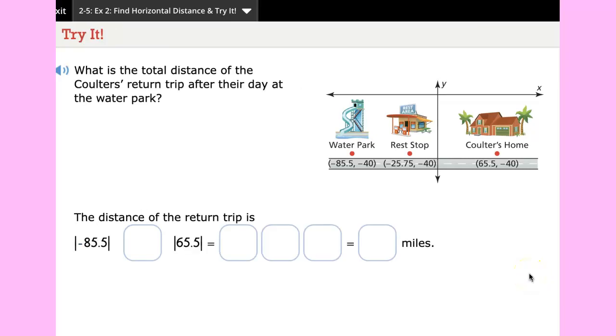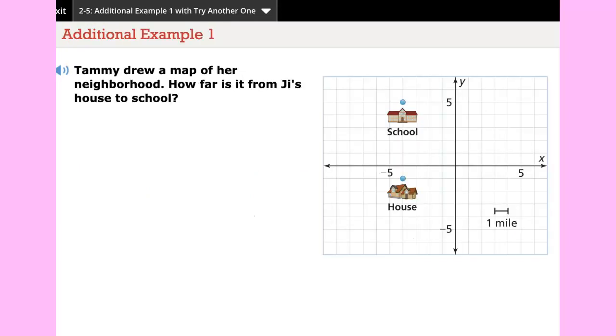What is the total distance of the Coulter's return trip after the day in the water park? You're going to try to use this equation to solve it. Good luck. Work on this problem too, and we'll see what your answer will be. Thomas drew a map of her neighborhood. How far is it from Jay's house to school?